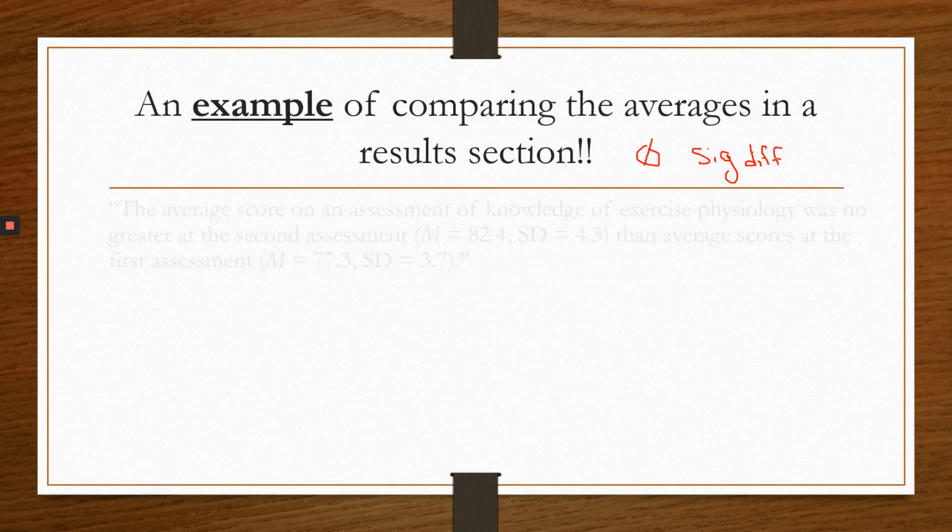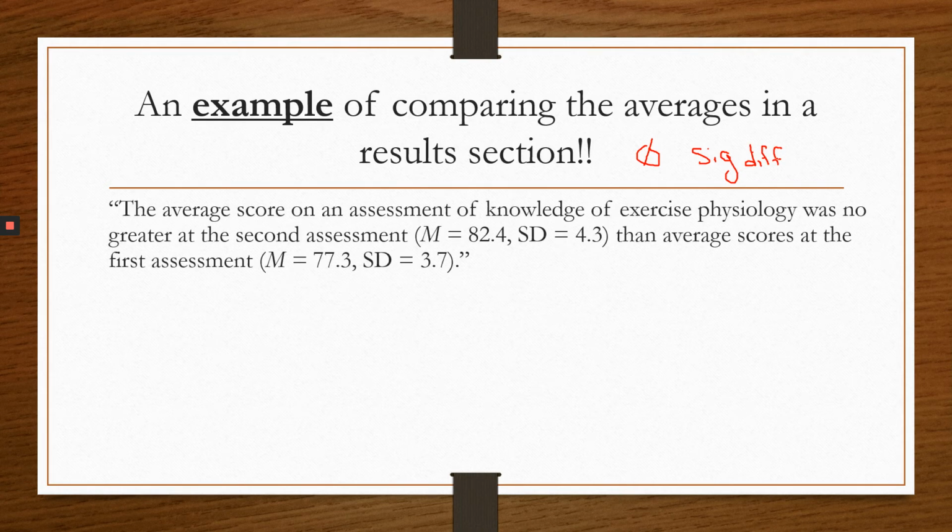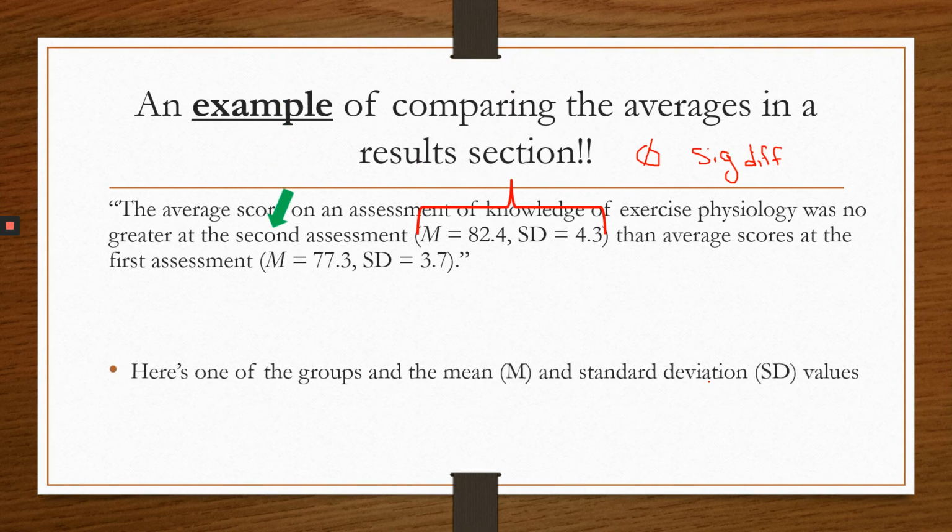Sorry, that's a long way to go for that, but the average score on an assessment of knowledge of exercise physiology was no greater at the second assessment than the average score at the first assessment. And here are the means and standard deviations. Look, here's one of the groups and the standard deviation. There's the mean and standard deviation for them. That M is the mean and the SD is the standard deviation.